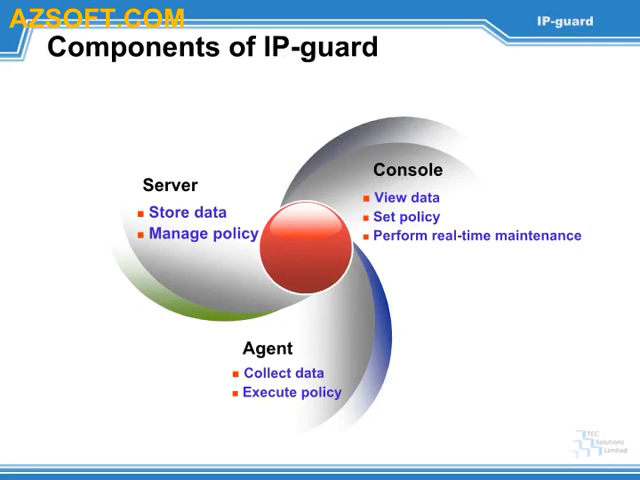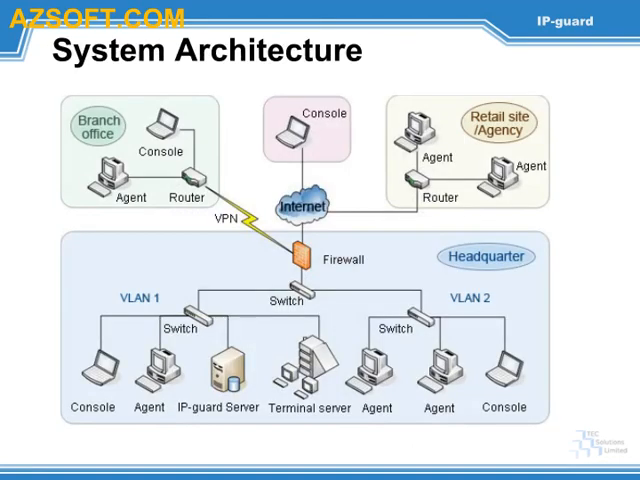Now onto the components of IP-guard. It has a server, which is used to store data and manage policy; a console to view data, set policy and perform real-time maintenance; and an agent to collect data and execute policy. This graph here depicts a model system architecture while using IP-guard for your corporation.